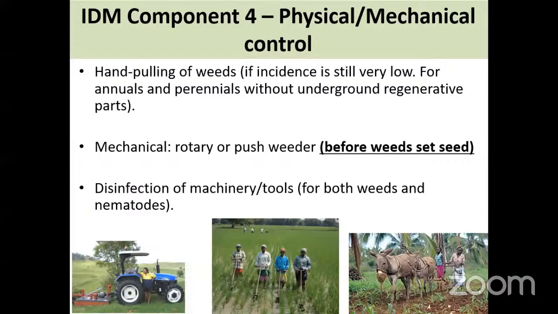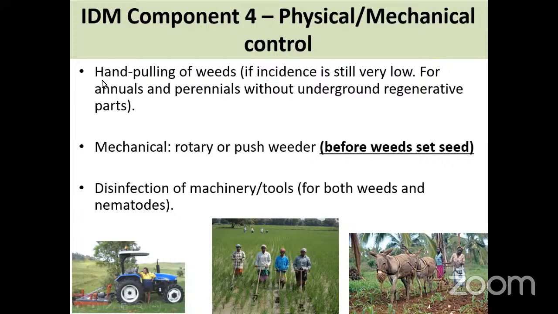Now, when it's time to intervene, if from your monitoring you've noticed that all the preventive measures you've put in place are not working and the weeds are still increasing, then you intervene, throwing in a physical control, mechanical control, as your first method.